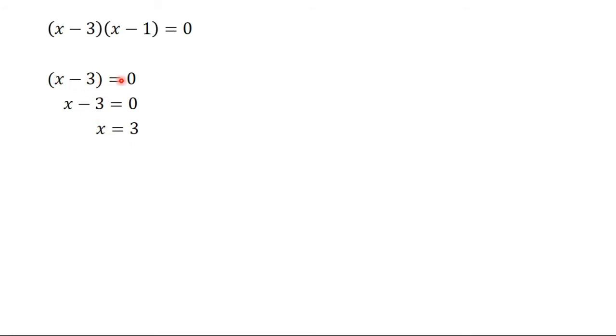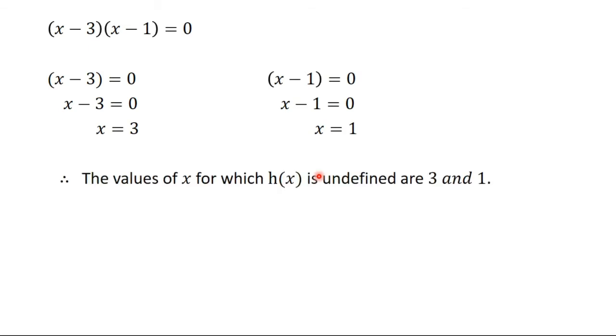So as is the case, we equate what is in each bracket to 0 and we solve. So we have x minus 3 is equal to 0, so x will be equal to 3. We have x minus 1 is equal to 0, so x is equal to 1. Which means that the values of x that will make h of x undefined are 3 and 1. So if you put x is equal to 3, h of x will be undefined. If you put x is equal to 1, h of x will be undefined. You can try that and you will see that whenever you put x is equal to 3 or x is equal to 1, the denominator of the function h of x will be 0.